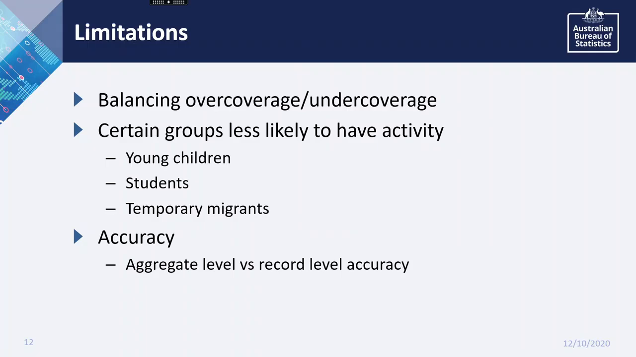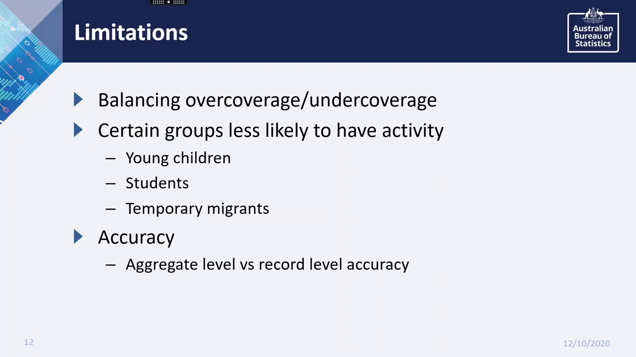So some limitations. There's obviously always a balancing act between addressing overcoverage and potentially introducing undercoverage of the population. Based on some analysis we've done, we know that there are certain groups within the Australian population that are less likely to have a lot of activity reported in government data sets. Examples are listed there, and that includes young children and students, and perhaps also temporary migrants. So we need to be careful if removing records based purely on activity, that we aren't potentially introducing undercoverage for these kinds of persons.